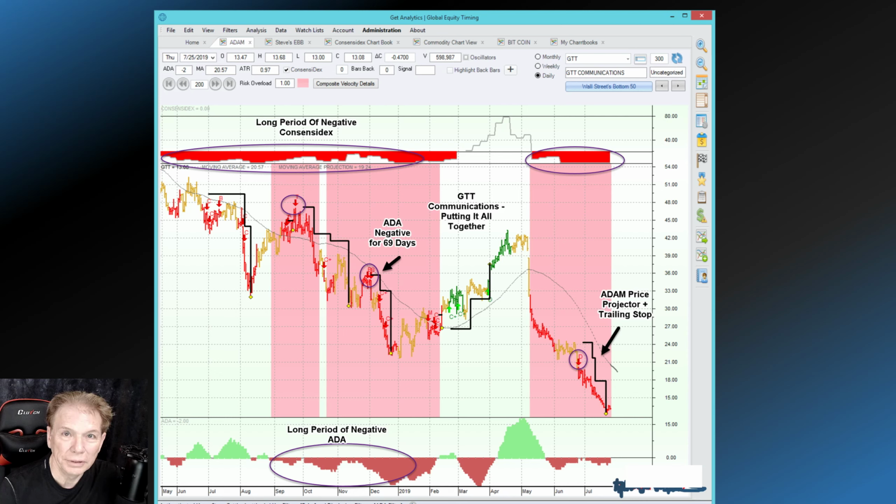Today we're going to look at a very powerful short sale pattern within the Global Equity Timing platform. I think you're going to enjoy learning about this, and hopefully it'll be very profitable for you. Let's get to the chart right now and take a look.